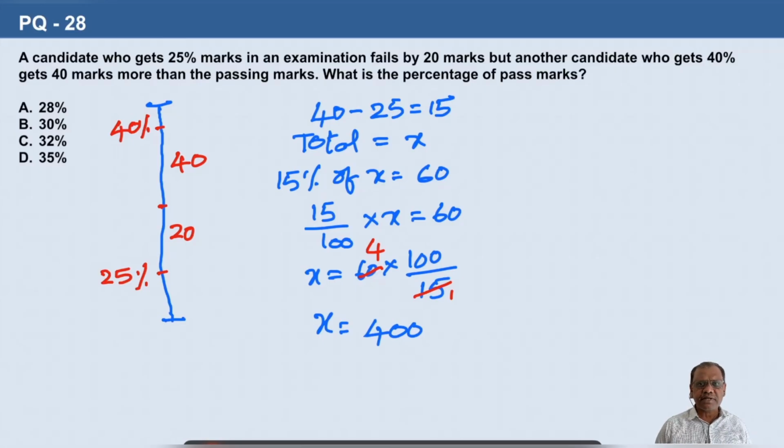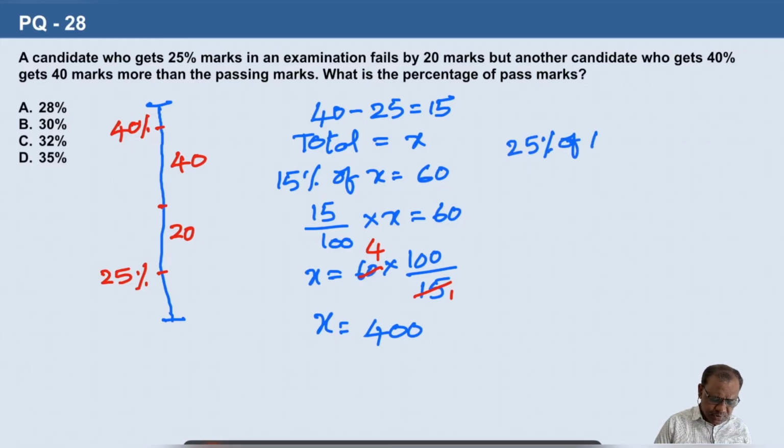But we have to find out what the pass mark is. So we will find out 25% of the total marks and add 20, that gives the pass mark. Or we can find out 40% of the total marks and subtract 40. So in both ways we can find out the pass mark. So let us find out 25% of 400.